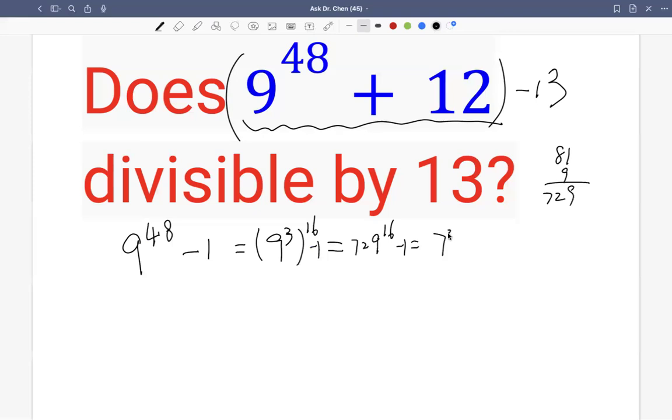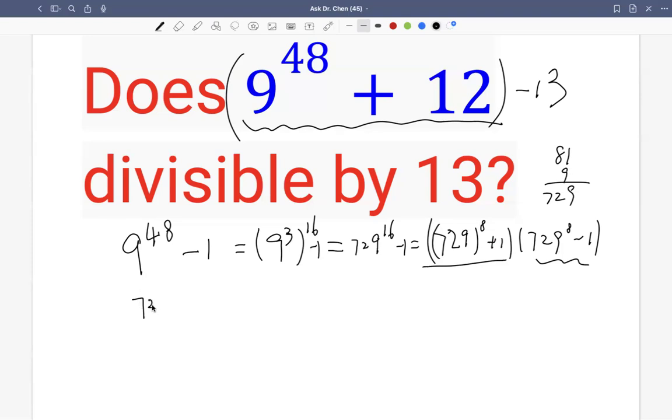So we can split it as a difference of two squares. We can do 729 raised to the 8, because 2 times 8 is 16, plus 1, and 729 raised to the 8 minus 1. Again, this is a difference of two squares. So we just keep this one. This is a plus 1, we cannot do anything, we just keep the factor. We're hoping to find a factor of 13 in the difference of two squares.